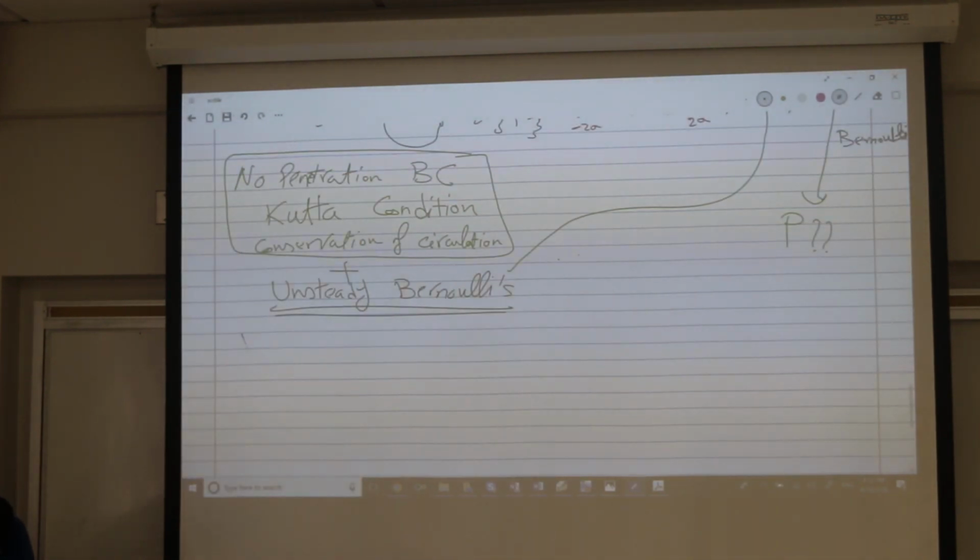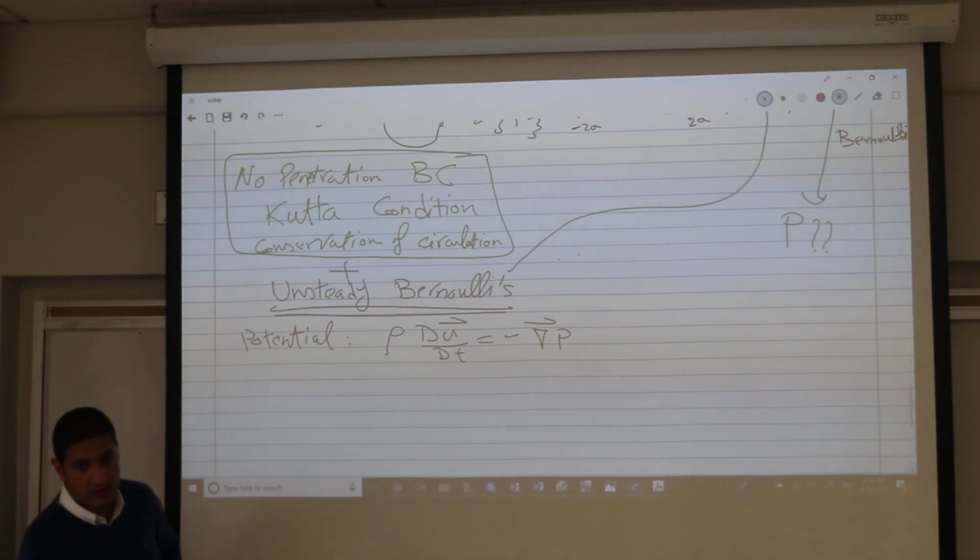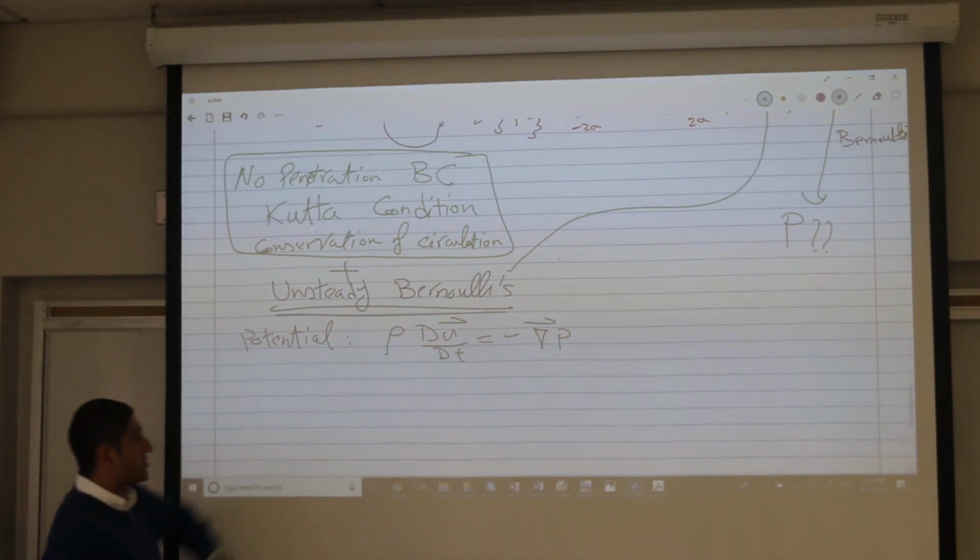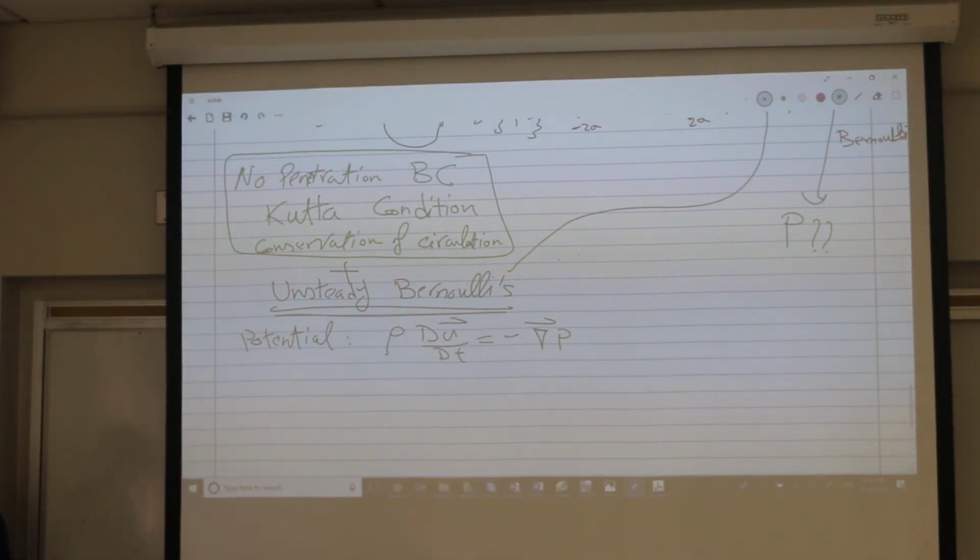So we are in potential flow, meaning incompressible irrotational. Here's the governing equation: rho Du/Dt equals negative nabla p, and I don't need to assume inviscid. Why? Because the viscous shear stress goes away. We already showed that before. The other term goes away because of incompressible irrotational.